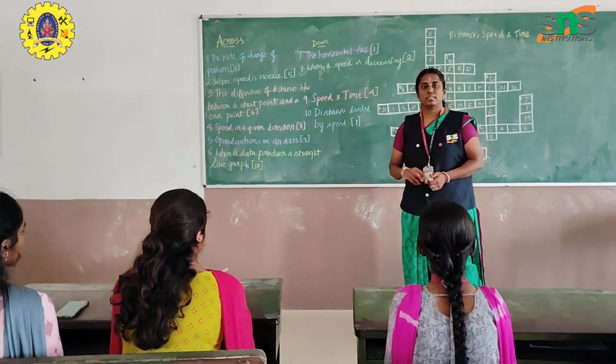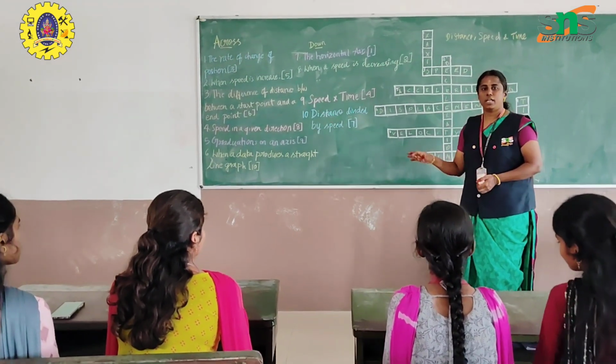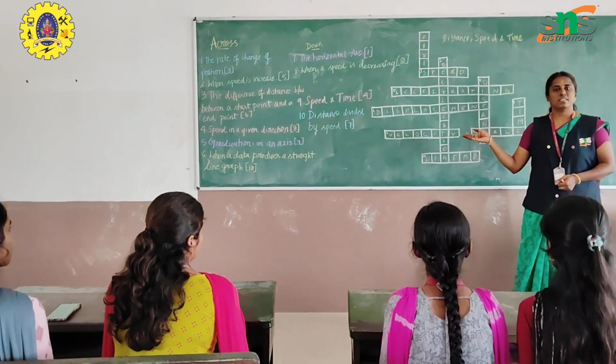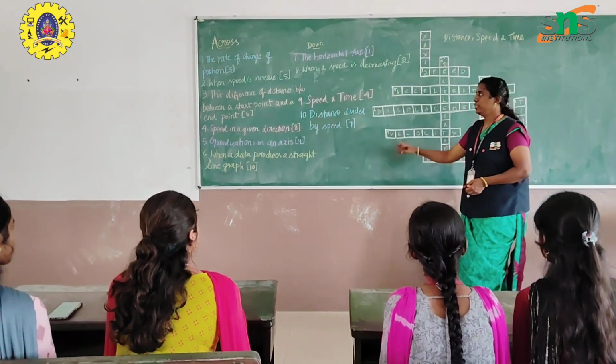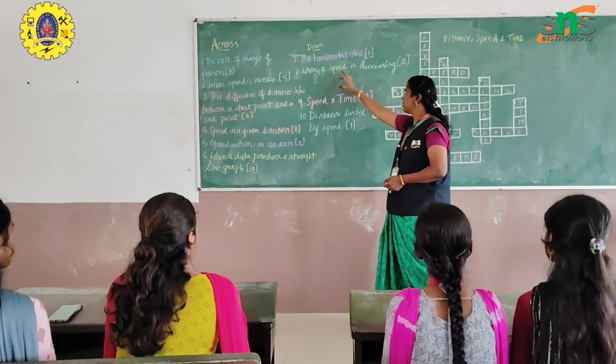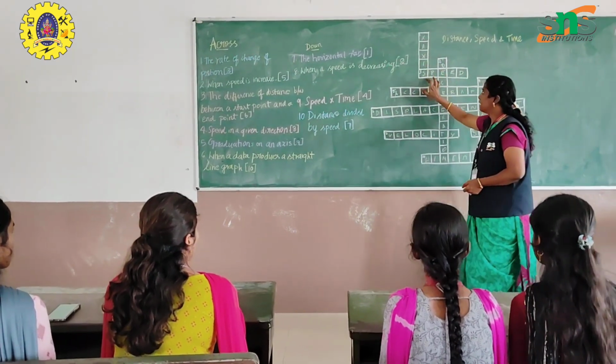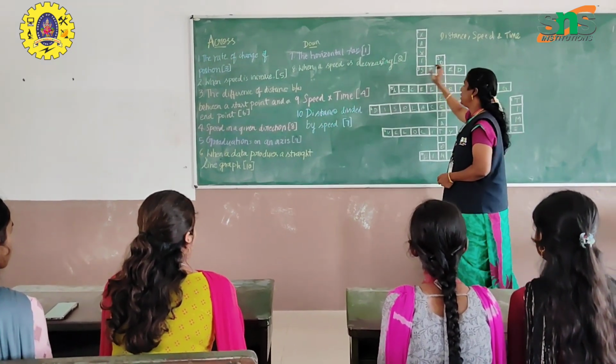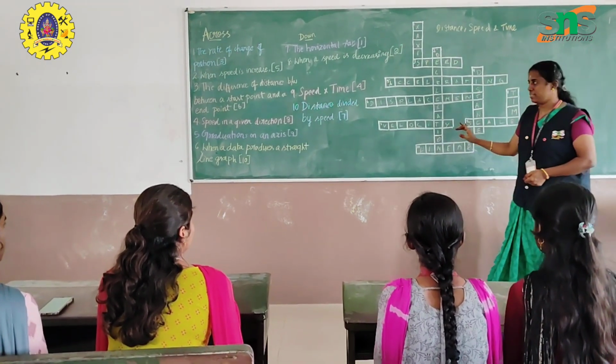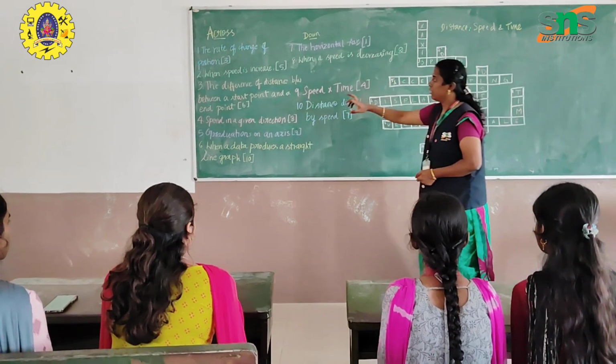Yes. Thus we solve the puzzle with the help of these speed, distance and time formulas. So the horizontal axis is what? X-axis, which is given in this x-axis. And second one is what? When the speed is decreasing, it is what? The deceleration.